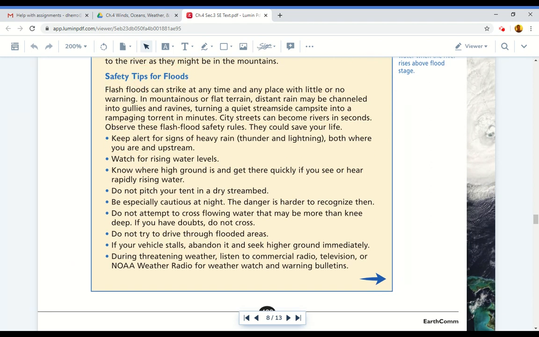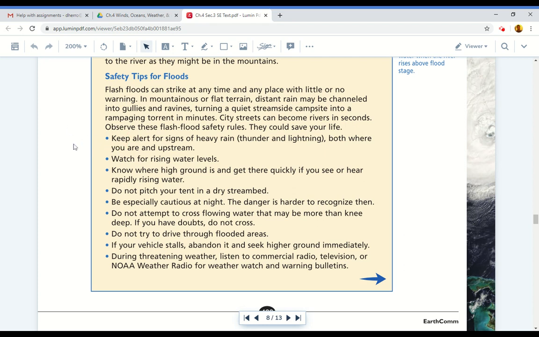Safety tips for floods. Flash floods can strike at any time and any place with little or no warning. In mountainous or flat terrain, distant rain may be channeled into gullies and ravines, turning a quiet streamside campsite into a rampaging torrent in minutes. City streets can become rivers in seconds. Observe these flash flood safety rules. They could save your life.